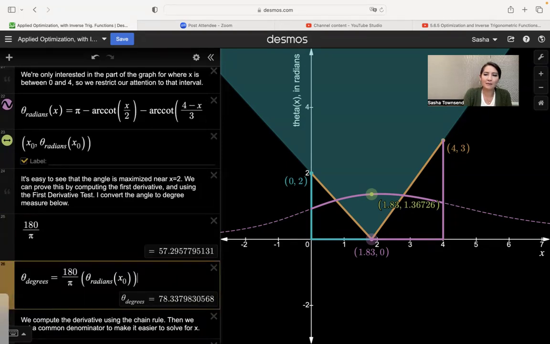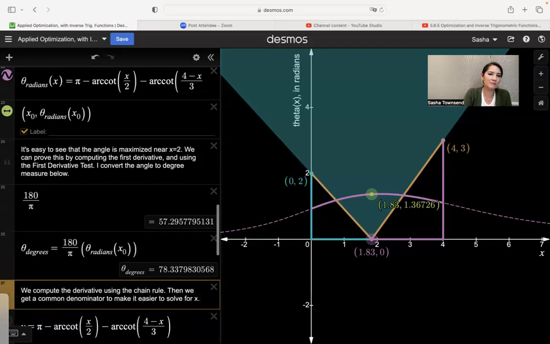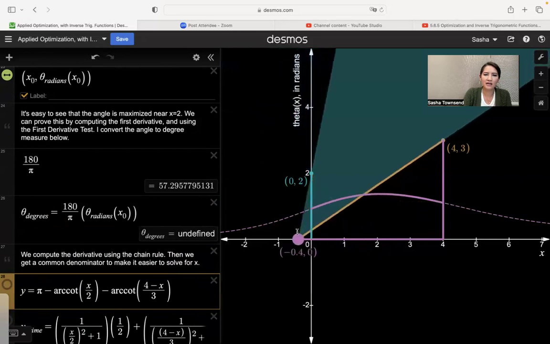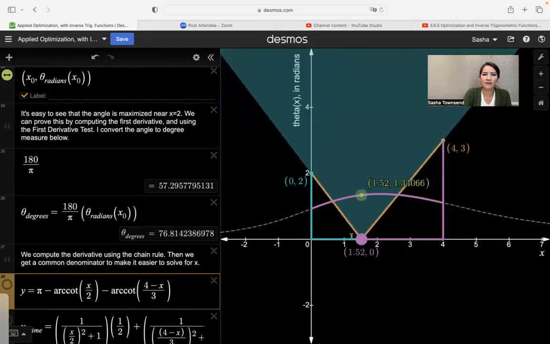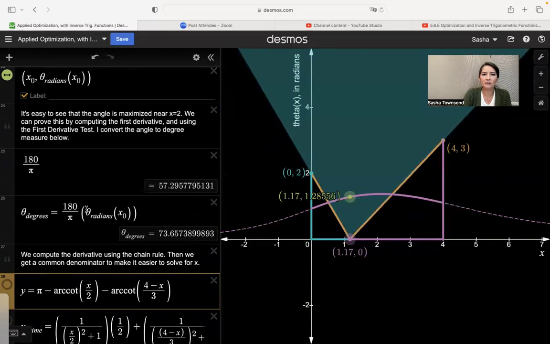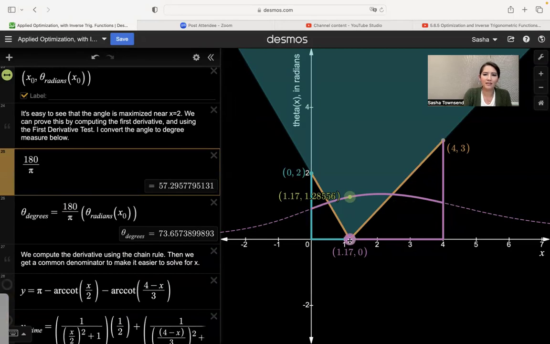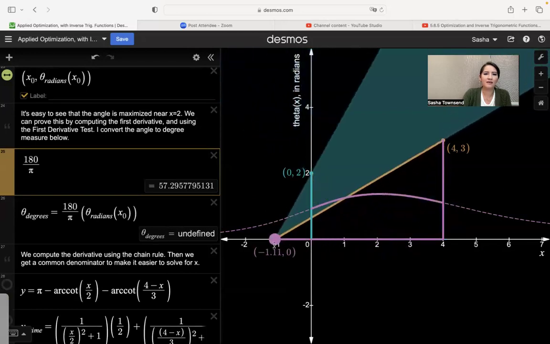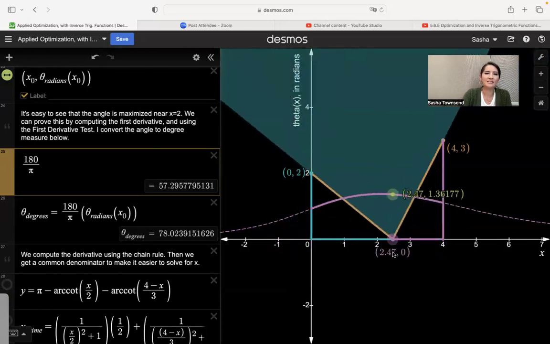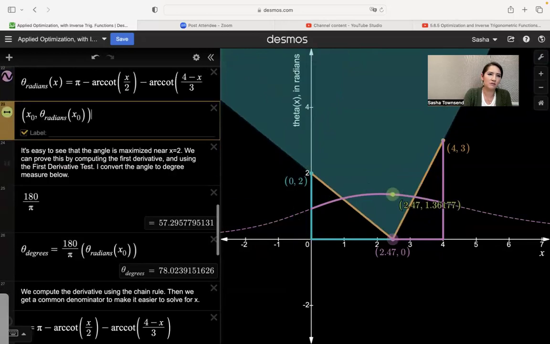And we see at x naught equals 1.83, the angle is approximately 78.34 degrees. And if we change our x value, we get different y values. Now I've defined my theta in degrees, in terms of theta in radians, and I've required that my x be between 0 and 4. So when I try to go outside of that range, or out of that interval of x values, that domain, it says theta in degrees is undefined, but we could change that if we wanted to.